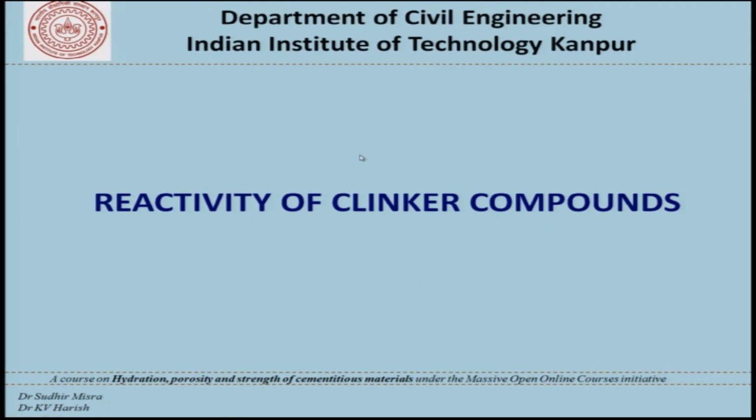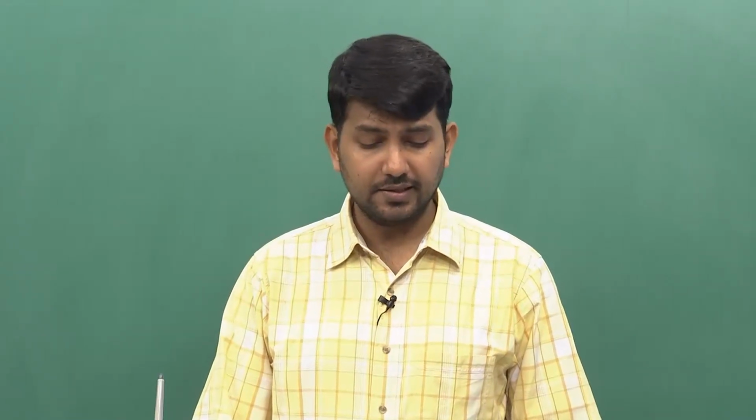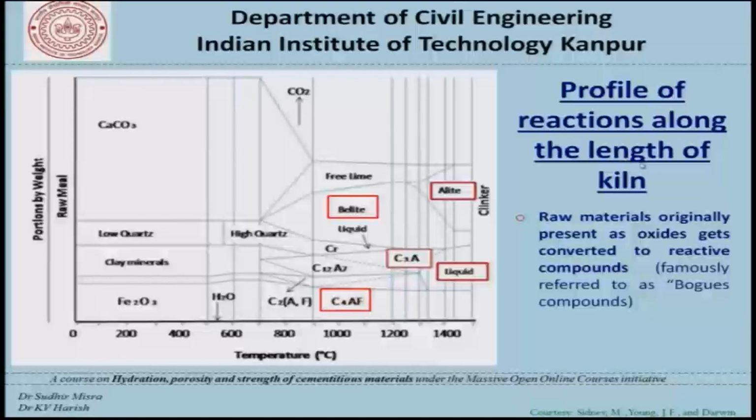Now the next topic is reactivity of clinker compounds. Now when we talk about reactivity, we will have to revisit one of the slides which we have already seen in the previous lecture under Portland cement, where the profile of reactions along the length of the kiln is provided, and what we have seen is that the raw materials originally present as oxides get converted to reactive compounds. Primarily the reactive compounds are called Bogue's compounds. So what you see in this figure is primarily the formation of C4AF, Belite, C3A, Alite, and the liquid portion of the entire melt.